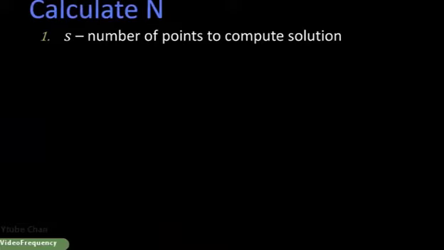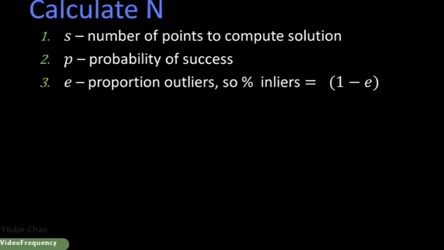So we start off with S. S is going to be the number of points in the minimal set. Okay? P, the probability of success. This is, I want to have probability P that at least one of my samples will be a correct set of points. Now, E, we said before, is the proportion of outliers. So what's the proportion of inliers? Well, if the proportion of outliers is 20%, the inliers is 80%, just 1 minus E.